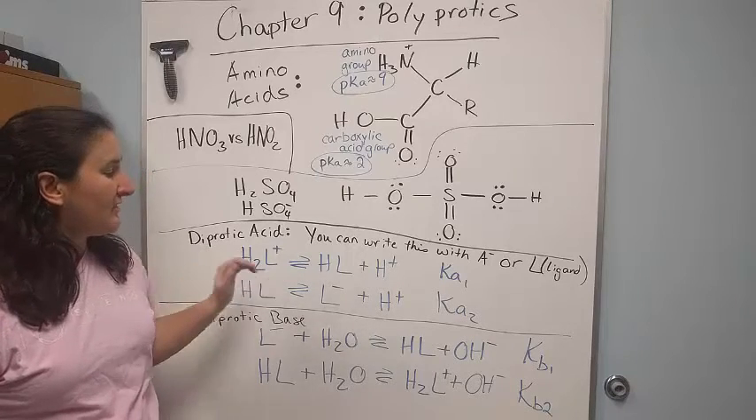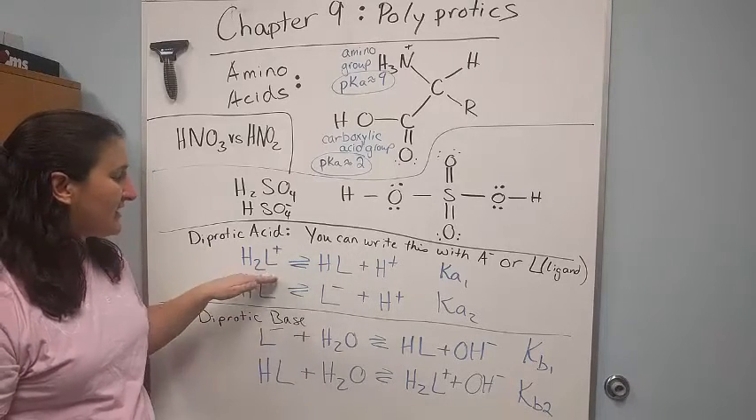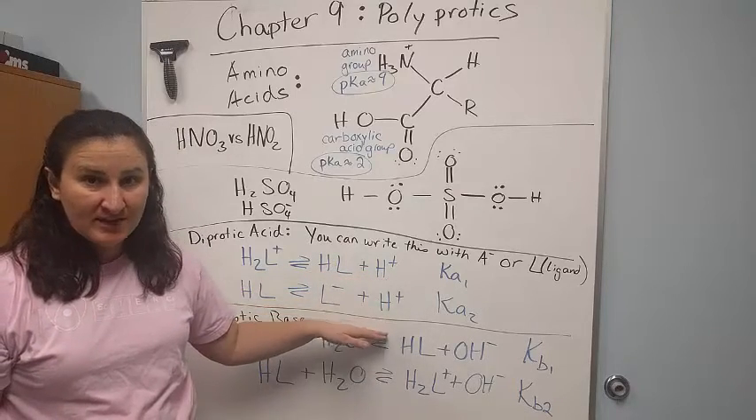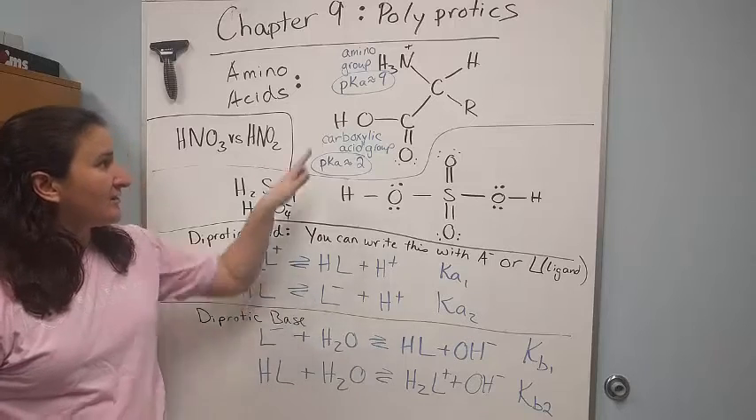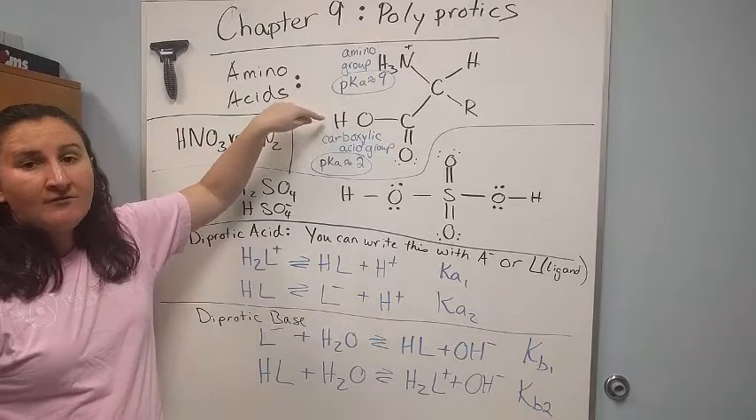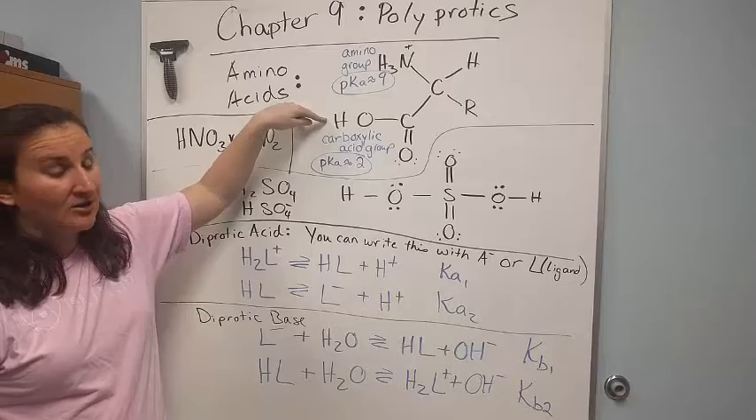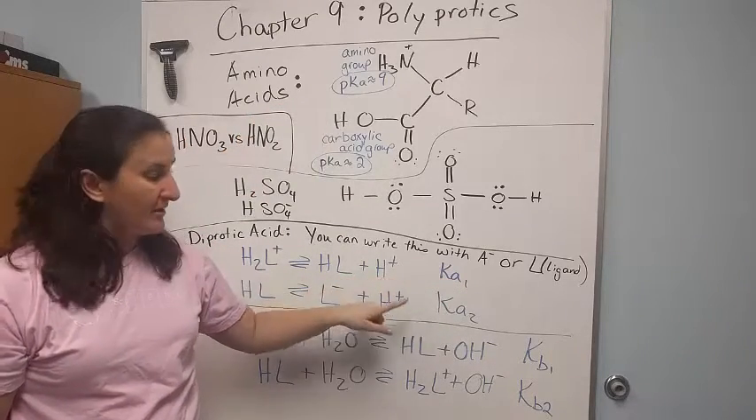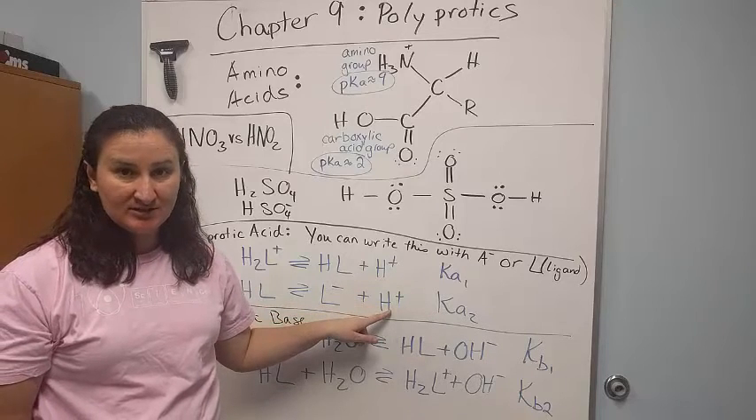So you just write it like this, but you write it in steps such that the first hydrogen comes off in the first step, the second hydrogen comes off in the second step. There's a couple ways you can write this, but it all depends on the structure of your actual acid or base that you're looking at. So the rule is that you get a Ka1 for the first hydrogen coming off, and you get a Ka2 for the second hydrogen coming off.